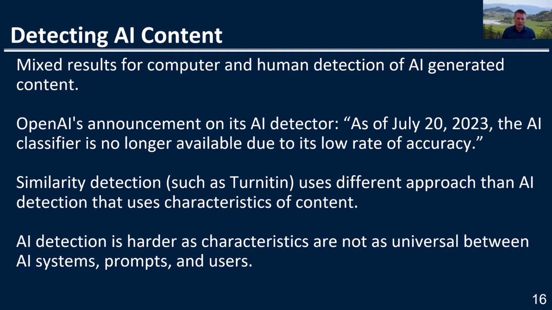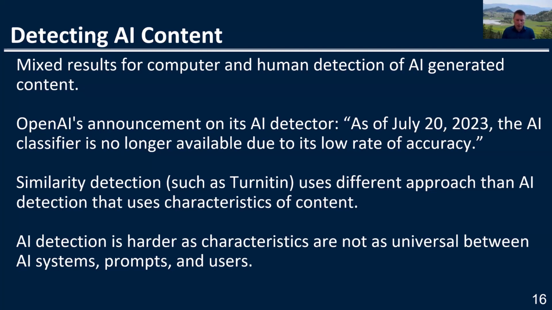I find it instructive that OpenAI, one of the leaders in AI, had a detector and they basically turned it off in July 2023, saying it has a low rate of accuracy. So if one of the leaders in AI has a challenge of detecting its own AI-generated content, that should tell you something about the problem here.